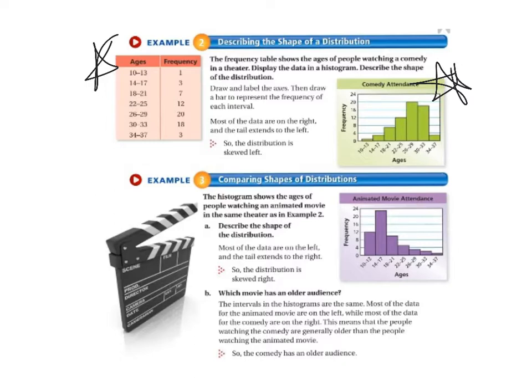It says draw and label the axes. So whenever you do a histogram or any type of graph, you need to have your title. That's the title of the graph, so it says comedy attendance up here. And you need to label the axes, so the ages down at the bottom and the frequency over on the left.